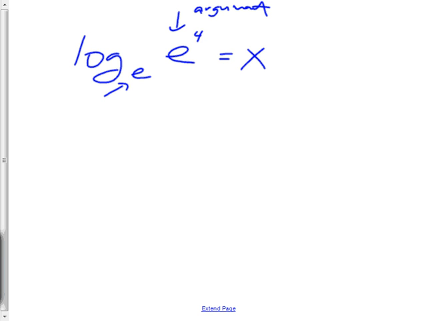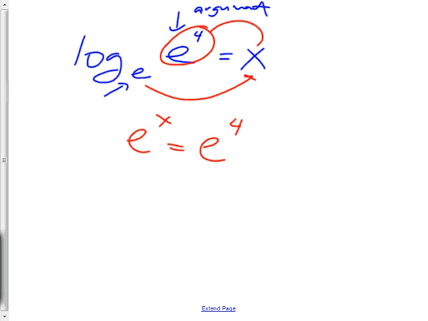Here's what you were looking for. e to the x. And then you come back over here, and all of this, e to the fourth. And if it's e to the x equals e to the fourth, then obviously x must be the same as 4. x must equal 4. If it's not obvious to you, you have to understand if the bases are the same, then the exponents have to be the same. x must equal 4.